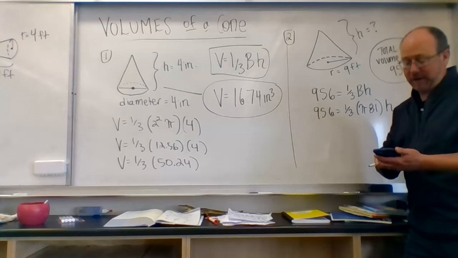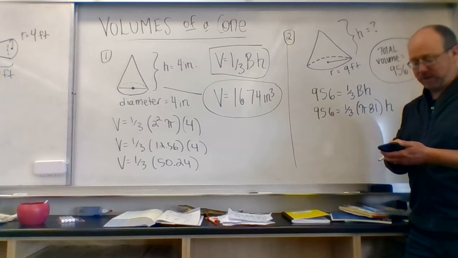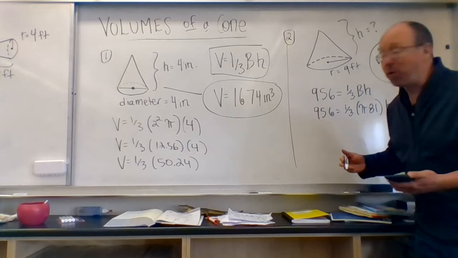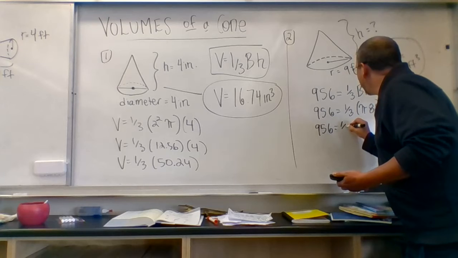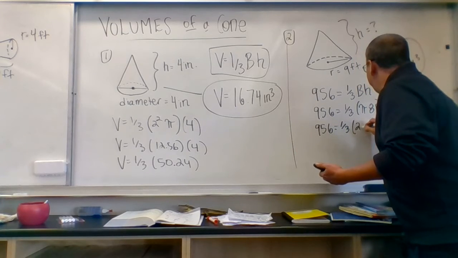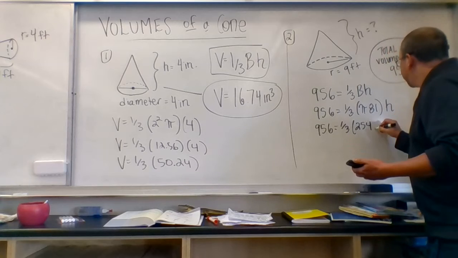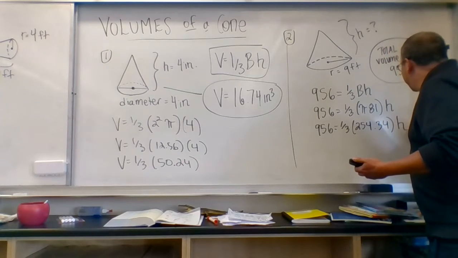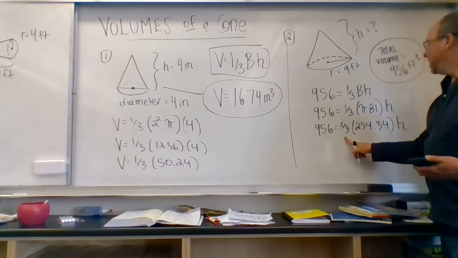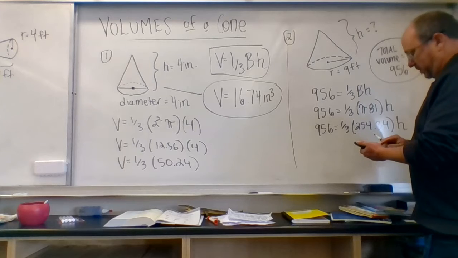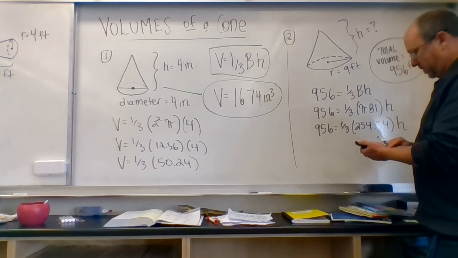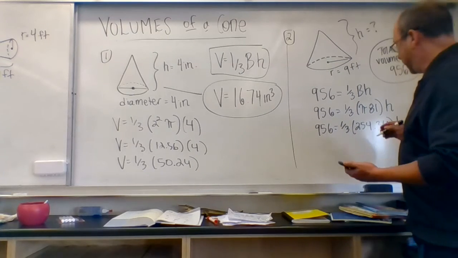We have pi, and the value we use for pi is 3.14 times 81 equals 254.34. So 956 is equal to 1/3 times 254.34 times the height, which we do not know. Multiplying by 1/3 is like dividing by 3. So 254.34 divided by 3 is equal to 84.78.